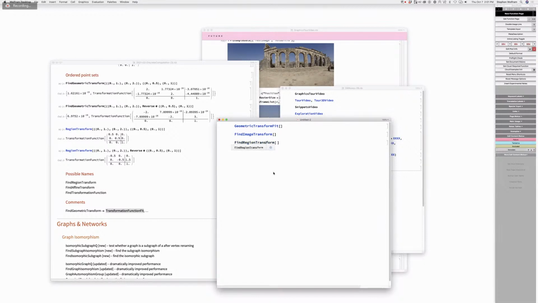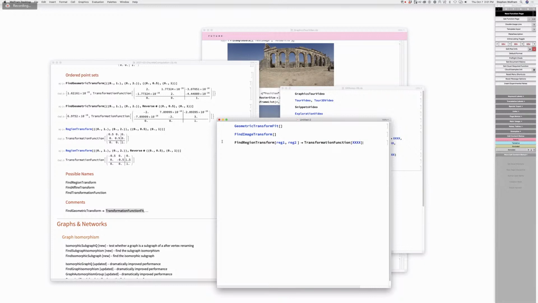Wait, what's geometric transform? I'm sorry. How many functions do we have here? Two or three? How many are you proposing? I'm proposing three. Okay, what are they? What are the functions you're proposing? Go first. Find region transform takes region 1 to region 2 and finds the transform from region 1 to region 2. It returns a transformation function. And this is an exact transformation. It's not a fit.